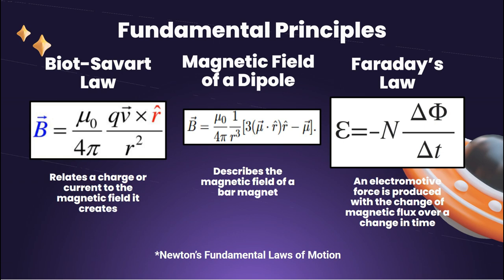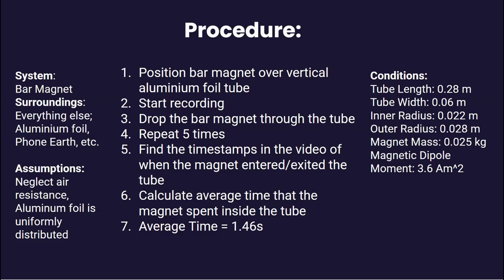The fundamental principles are, first, the Biot-Savart law, which just relates a charge or current to the magnetic field it creates; the magnetic field of a dipole, which describes the magnetic field of a bar magnet; and Faraday's law, where electromotive force is produced with the change of magnetic flux over a change in time. Additionally, we use Newton's fundamental laws of motion to accompany those.